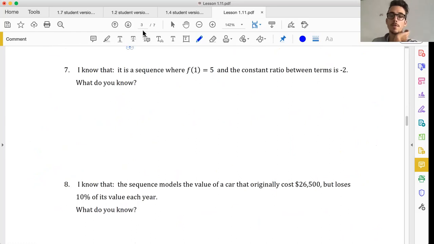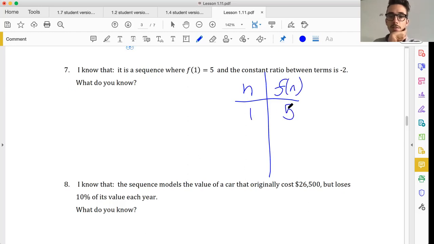I have a sequence where f of 1 equals 5. A nice table here may help. So f of 1 is 5. The constant ratio between terms is -2. Interesting. So I know that as I move from here to here, I'm going to be multiplying by -2. So jumping from 5 to the next term, 5 times -2 gets you -10. Keep jumping ahead, times -2, getting you 20. Keep jumping, -40.